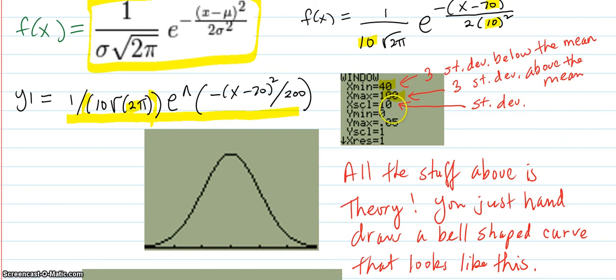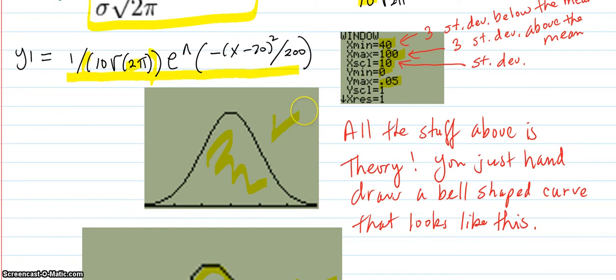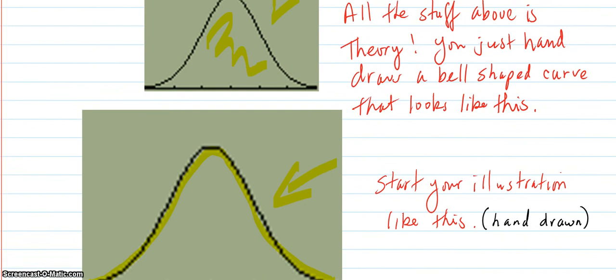The scale, we want to go by the standard deviation, and then this would be hard to figure out, but I'm just going to tell you that the minimum y value to see this graph is 0, and y max would be 0.05, because the whole area inside here only adds up to 1, so it's a pretty short curve there. Alright, and if you did that and you pressed graph, this is what you're going to get, that curve right there. So that's your normal curve.